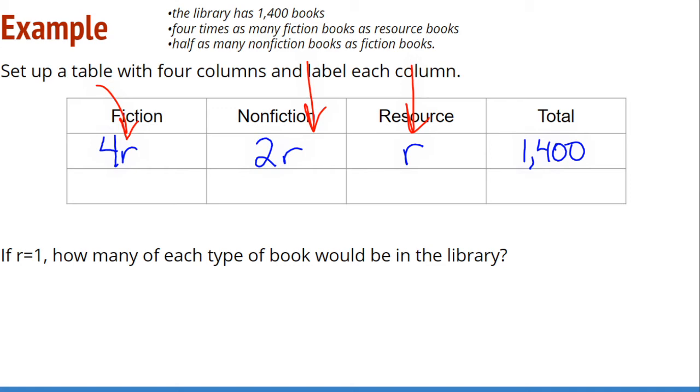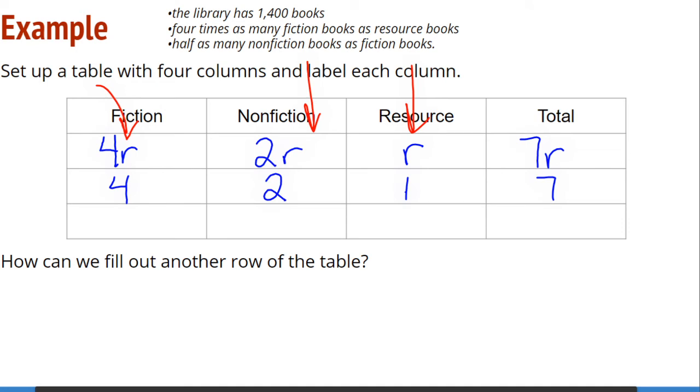So if R equals 1, now we're going to use some substitution here. If I have 1 resource book, how many of each type of book would I have in the library? Well, the nonfiction is double 1, 2 times R, which would be 2. And the fiction would be 4 times R, so 4 times 1, which is 4. And I could rewrite this 1,400 as 7 times R. The total is 4R plus 2R plus R. So if I have 1 resource book, I will have 7 books in the library, 7 times 1.